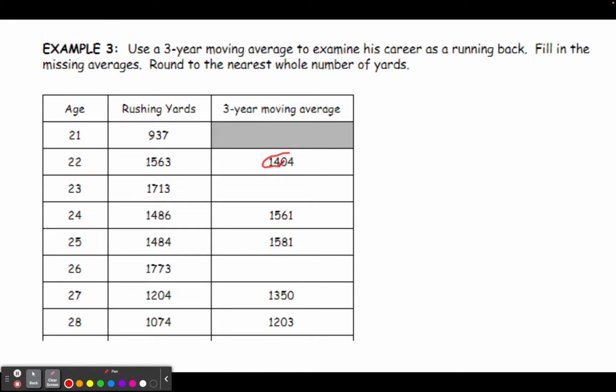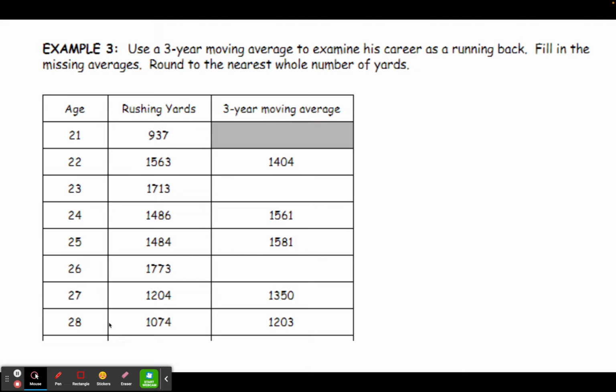So this 1,404 is the average of that year, the year that came before it, and the year that came after it. So if we added those three rushing yards up and divided by 3, we would in fact get 1,404. So we're going to do that now to fill in the rest of the chart.